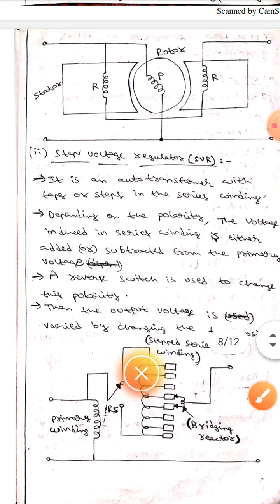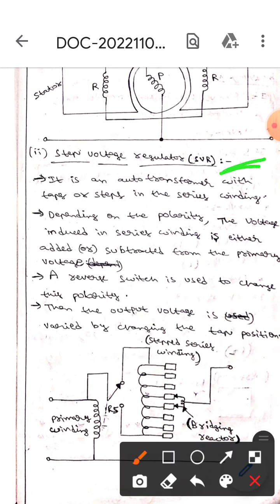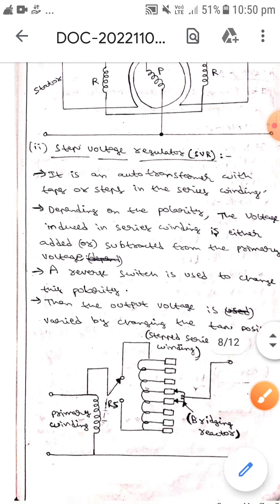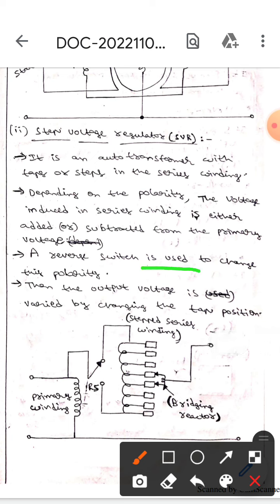The next one is the step voltage regulator, SVR. It is an auto transformer with taps or steps in the series winding. Here, depending on the polarity, the voltage induced in the series winding is either added to or subtracted from the primary voltage. A reverse switch is used to change the polarity, and the output voltage is varied by changing the tap position.